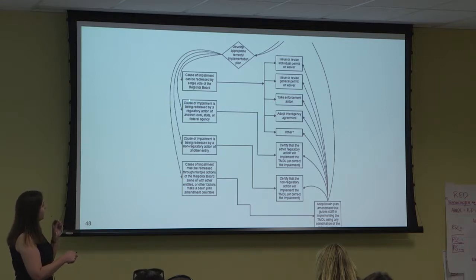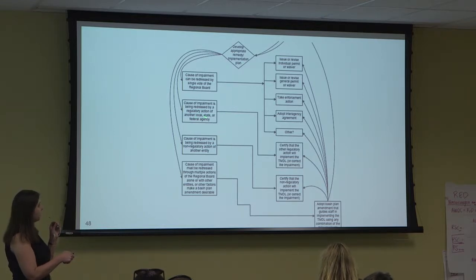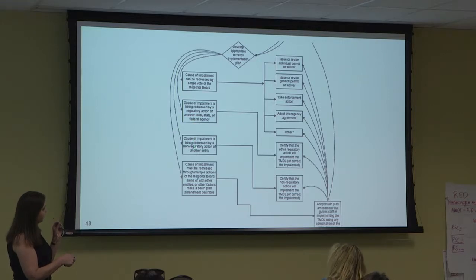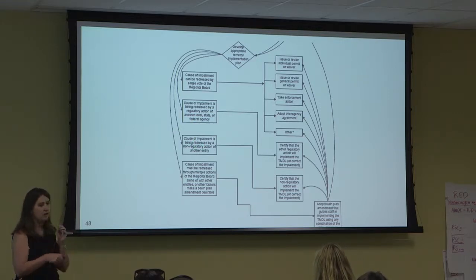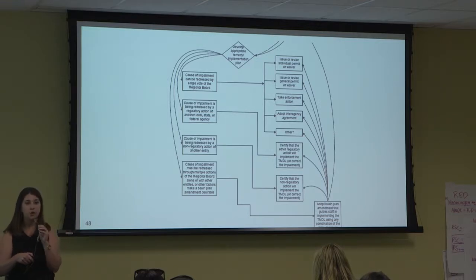You can also address an impairment by certifying that a regulatory program of another local, state, or federal agency, or a non-regulatory program of one of those agencies, is sufficient to say that the source of the problem is going to be addressed.